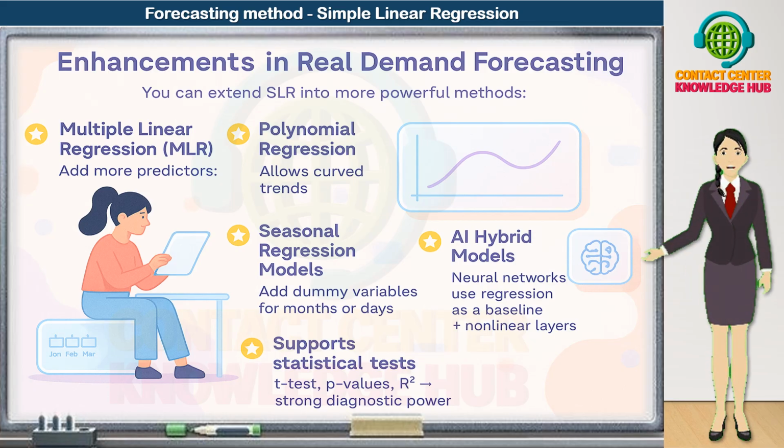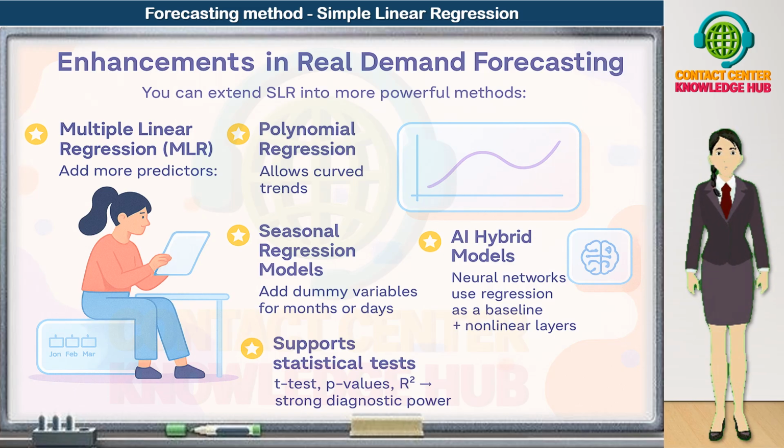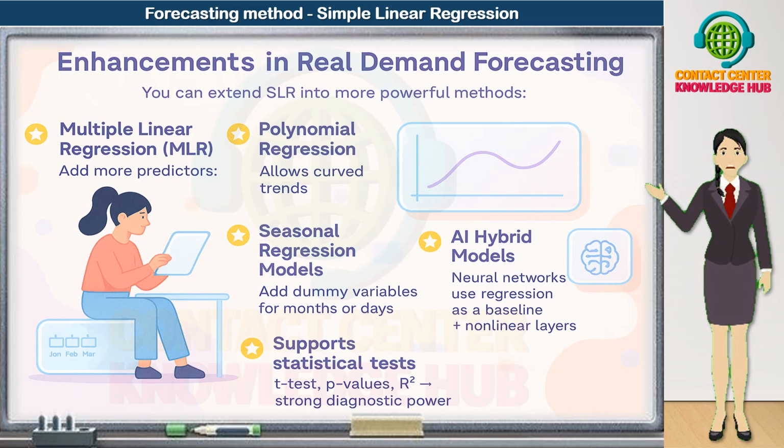Simple linear regression is a great starting point, but real-world demand forecasting often requires more advanced techniques. Here are 4 powerful enhancements that build on the basic SLR framework. First, multiple linear regression, or MLR. This method includes additional predictors that influence demand. For example, marketing spend, holiday flags, weather conditions, pricing changes, agent count, or even digital adoption percentage. By including these variables, the model captures more real-world drivers and improves accuracy.